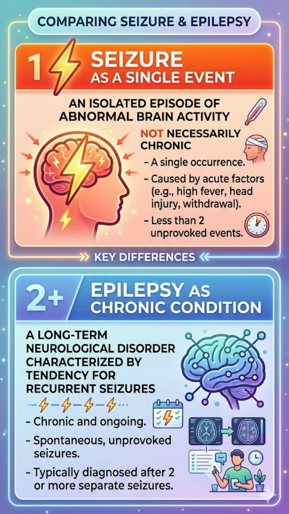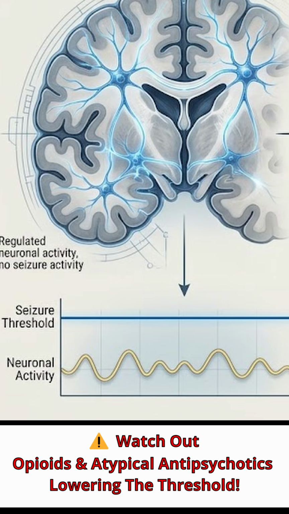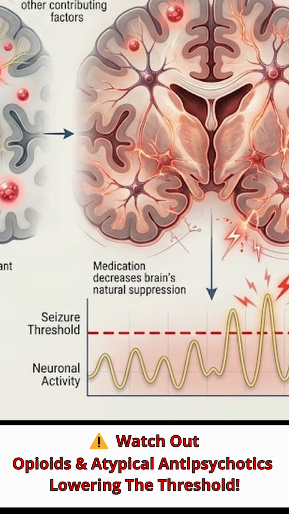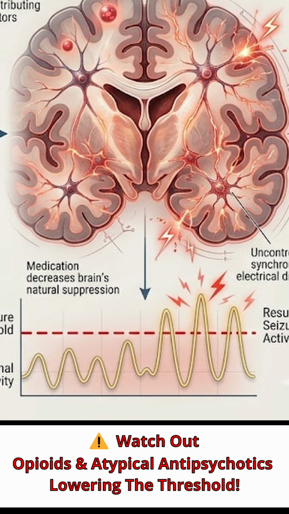First, a seizure is a single isolated event caused by a sudden, excessive electrical discharge in the brain. Epilepsy, however, is a chronic neurological disorder diagnosed only after a patient experiences at least two unprovoked seizures. As a nurse, you need to know that certain medications, like atypical antipsychotics or opioids, can lower a patient's seizure threshold, making an episode much more likely.